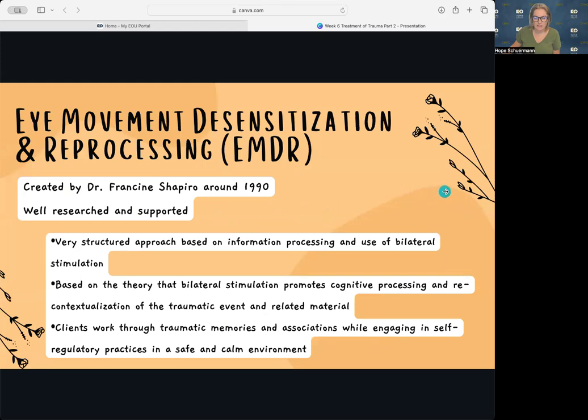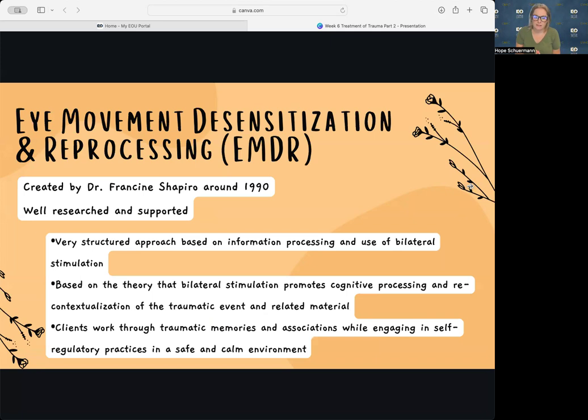So the first thing we're going to talk about is EMDR, eye movement desensitization and reprocessing. This was created around 1990, and it is well researched and supported as a trauma treatment, and it's a very structured approach. Clinicians use bilateral stimulation. Sometimes that will be a light bar where the light goes back and forth and you follow it with your eyes. Sometimes it will be just hand signals. Sometimes they also use items that you place in your hands that will vibrate one side and then the other side to stimulate your brain from one side to the other.